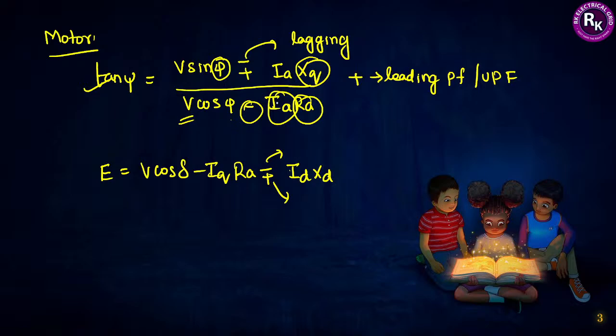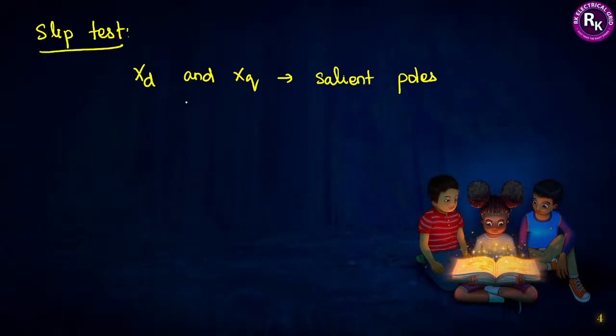That's all. There is no big difference. And here XQ and XD stand for quadrature reactance and direct axis reactance of the salient pole machine. Sir, how to measure these two values?